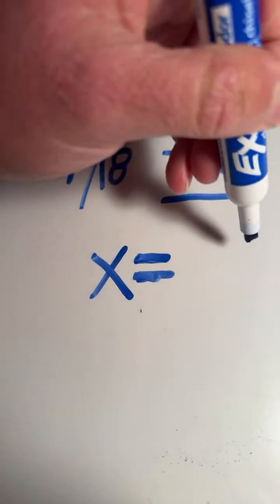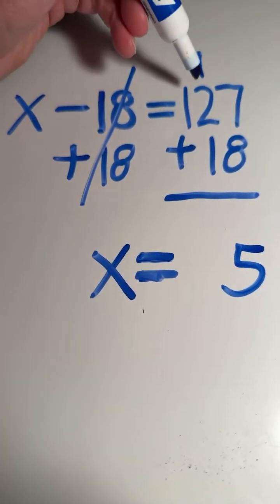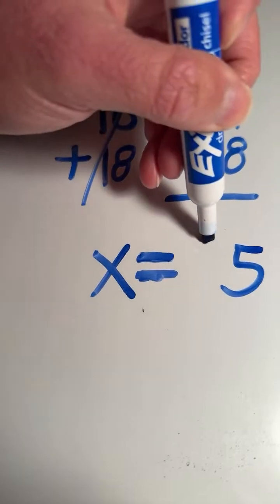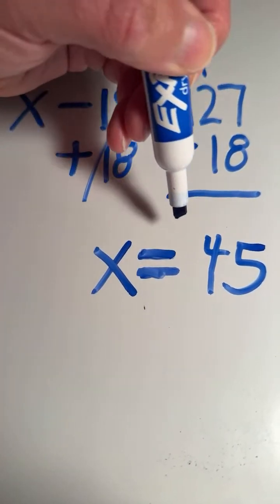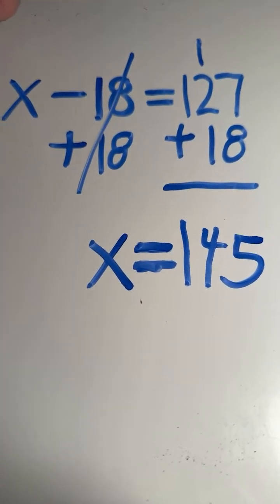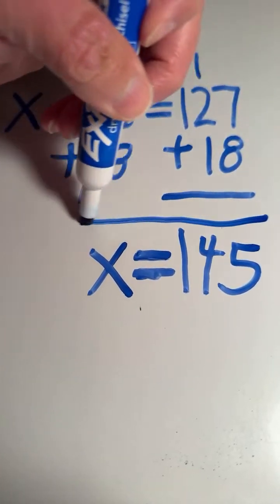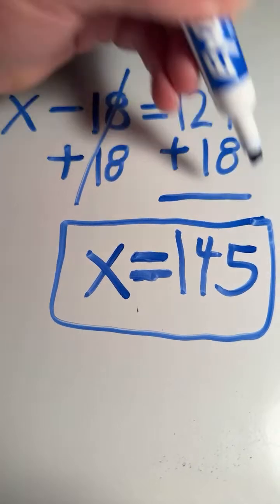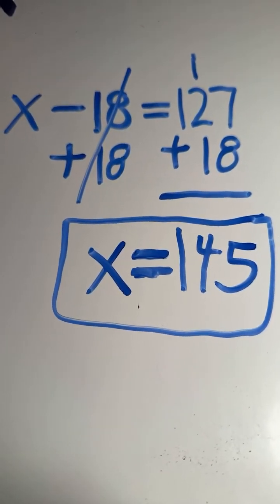Seven plus 8 equals 15. 5 carry the 1. 2 plus 1 equals 3. Plus 1 equals 4. 1 plus 0 equals 1. And we have our answer. For this problem, the value of x equals 145.